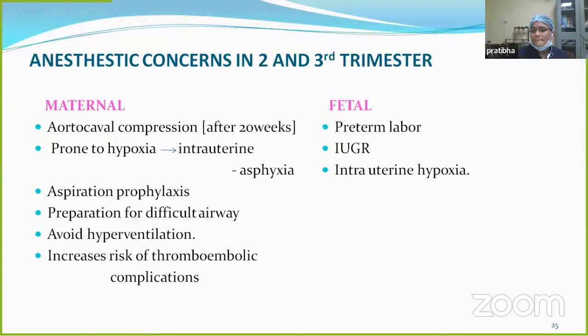Anesthetic concerns in the second and third trimesters: the maternal concerns are aortocaval compression after 20 weeks, which should be managed by left uterine displacement or a right side wedge placement. They may be prone to uterine asphyxia due to vasoconstriction. Aspiration prophylaxis should be started with an H2 receptor antagonist, metoclopramide, and non-particulate sodium citrate. Prepare a difficult airway cart and avoid hyperventilation, because it may cause uterine vasoconstriction, decreased blood flow to the uterus, and fetal hypoxia. There may also be increased chances of thromboembolic complications. In the fetus, there will be preterm labor, growth retardation, and intrauterine hypoxia.